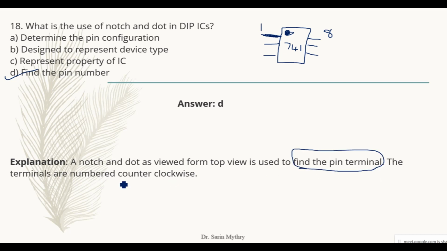The terminals are numbered counterclockwise: 1, 2, 3, 4, and here again 5, 6, 7, 8. So this is regarding the options. Option D is the correct one to find out the pin number.